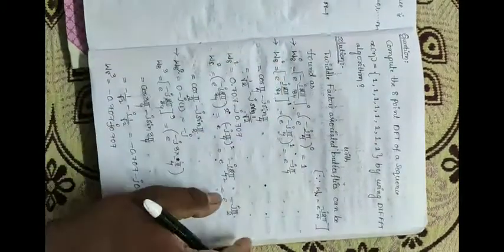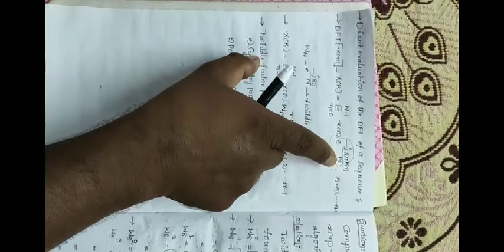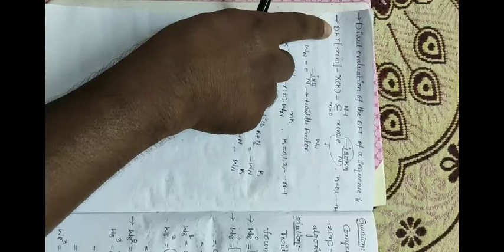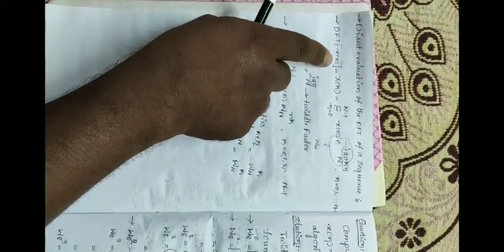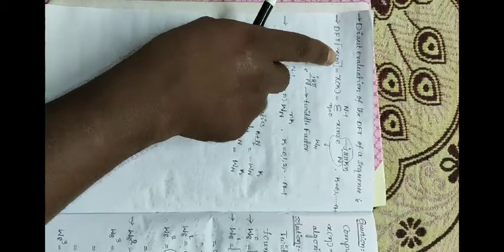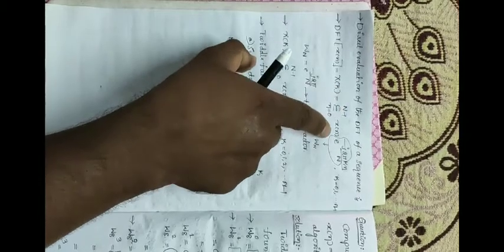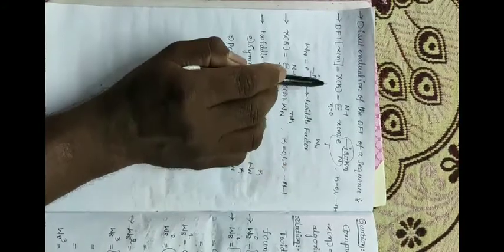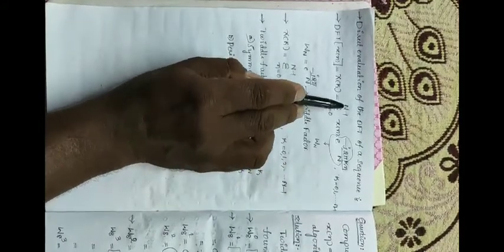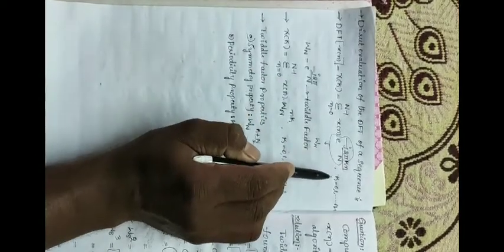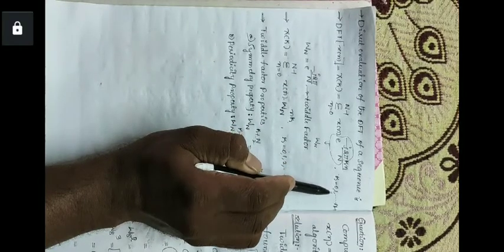The twiddle factor comes from this equation, the direct evaluation of the DFT of a sequence. The discrete Fourier transform of the input sequence x of n is capital X of k, equal to the summation from n equal to 0 to N minus 1 of x of n into e to the power of minus j 2 pi k n by capital N, where small n is 0 to N minus 1, in the form of a summation. Here k is a parameter, so k equals 0, 1, 2 and so on up to N minus 1.